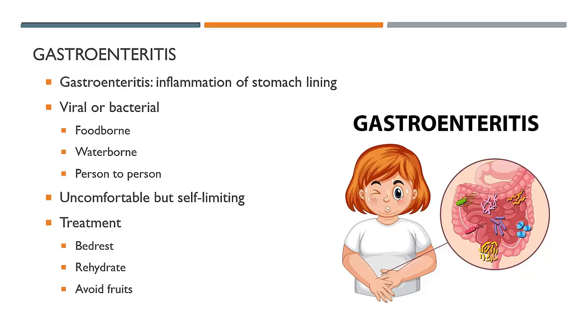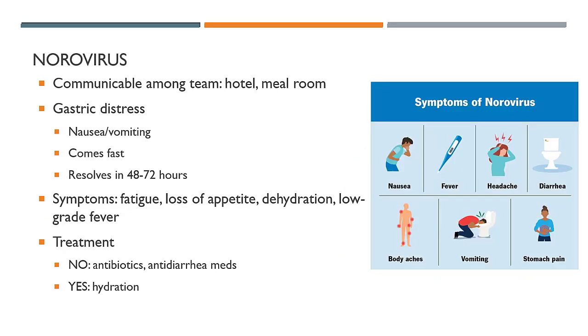Viruses are the most common cause of gastroenteritis in the United States. Treatment typically includes bed rest, rehydration, and the avoiding of fruits. The norovirus is generally found among groups of people who have maintained close contact and eat from a common dining hall. A college basketball team is the perfect breeding ground for norovirus.